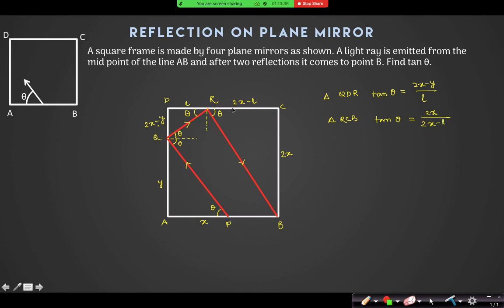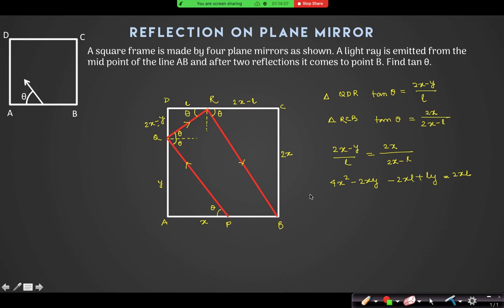I can equate these two, and I can say (2x minus y) by L is equal to 2x by (2x minus L). If you multiply, you will get 4x square minus 2xy minus 2xL plus Ly is equal to 2xL. Right? Have I got it correct?